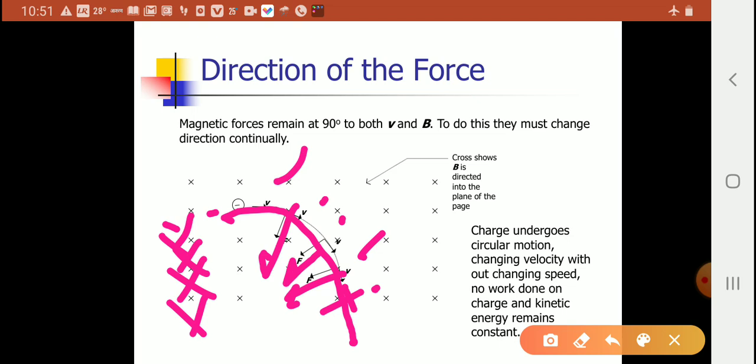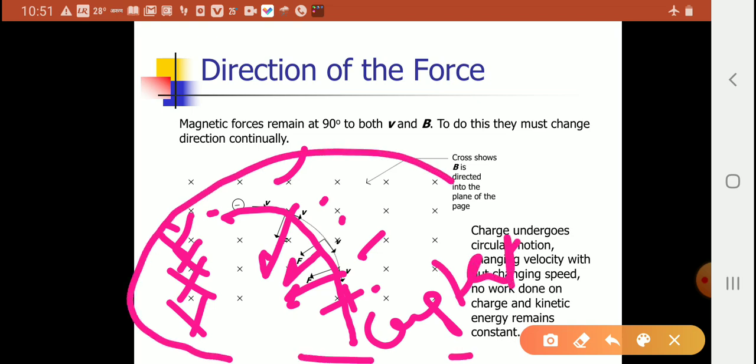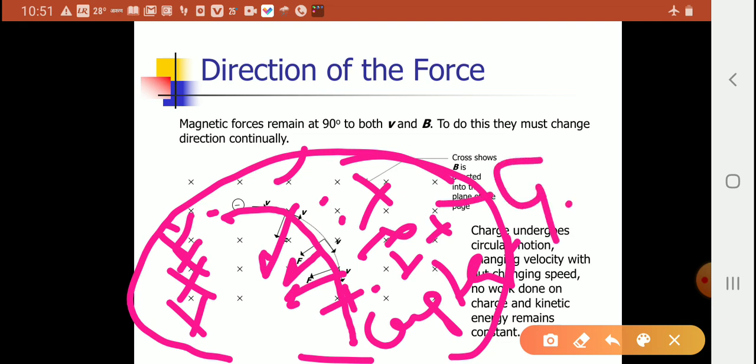So the charge undergoes circular motion, changing velocity without changing speed. No work is done on the charge and the kinetic energy remains constant, right? So here, generally this is the cross, so B is into the plane of the page. So the magnetic force remains at a 90 degree angle to both V and B.